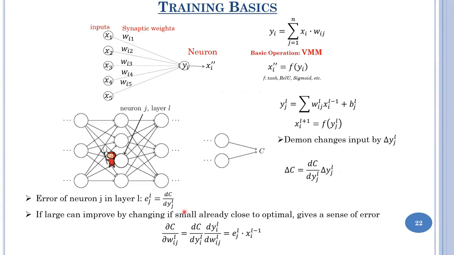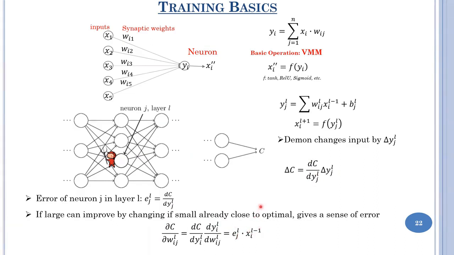Now the gradient of the cost with respect to weights is simply the gradient with respect to the inputs multiplied by the gradient of input with respect to the weight. And that is simply equal to your error value multiplied by the previous input. So you have found the gradient of the cost with respect to any weight, and that is simply equal to the error multiplied by your previous input.